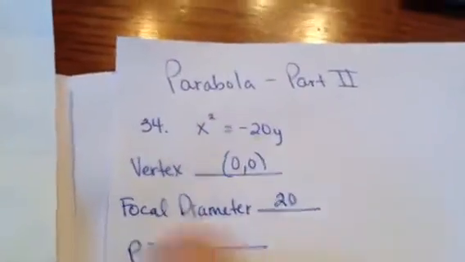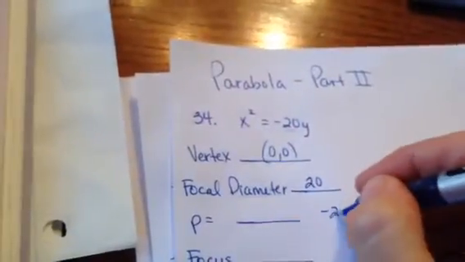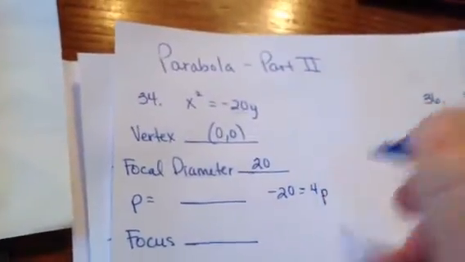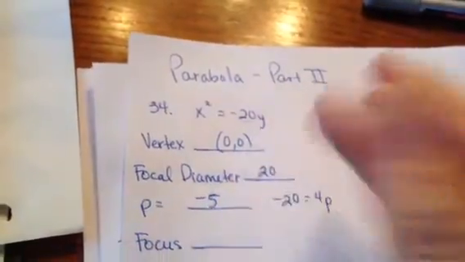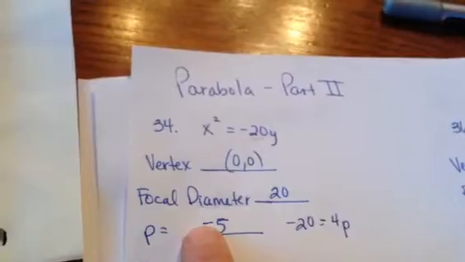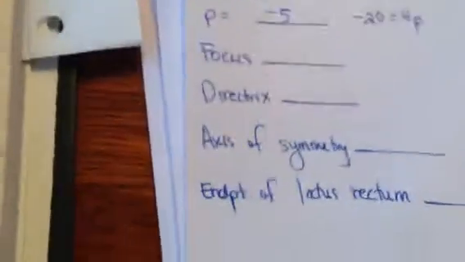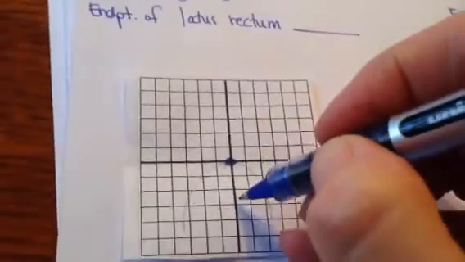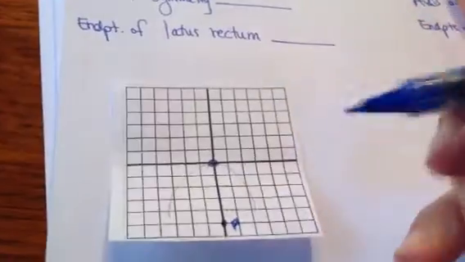Now, to find P, take the number that's right in front of here and set it equal to 4P. So divide both sides by 4, and you can see P would be -5. This tells me I'm going to go down 5 to find my focus. So I'm going to go down here: 1, 2, 3, 4, 5. There's my focus. So I'm going to put a little F right there so I remember.